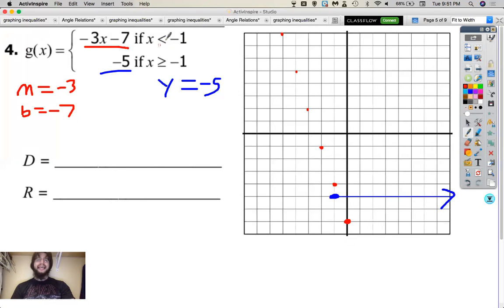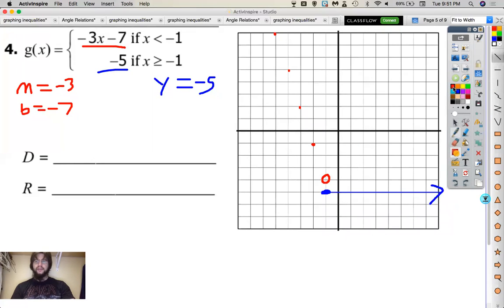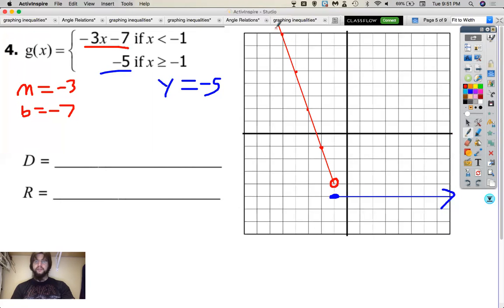However, it's strictly less than -1, so I cannot include -1. So here's -1. That's got to be an open circle. And this guy's gone altogether. So now grab the red line. And I'll just go from there and do that. If it looks kind of like that, it's perfectly fine, as long as it's not too tight. There we go. That's it.